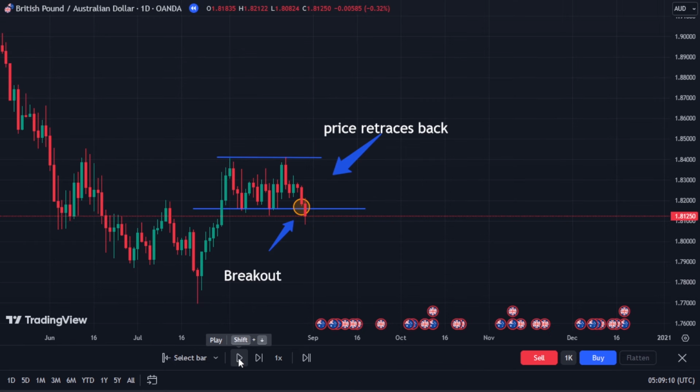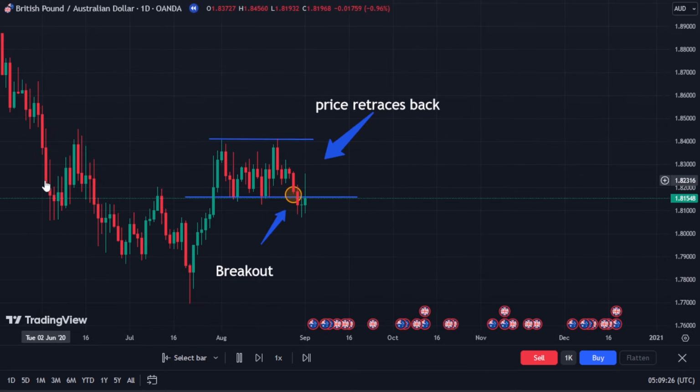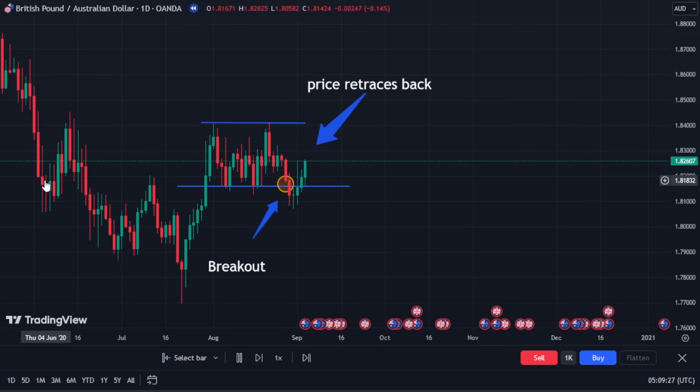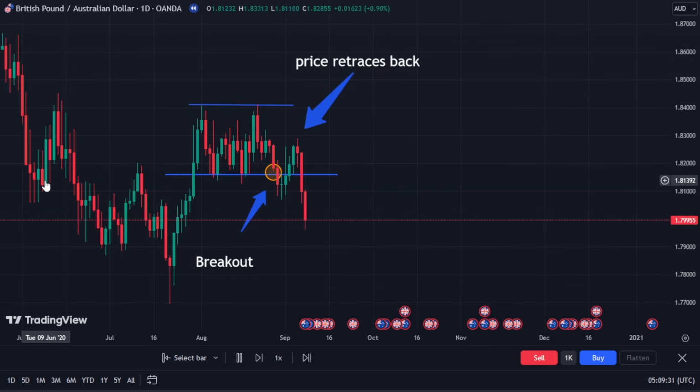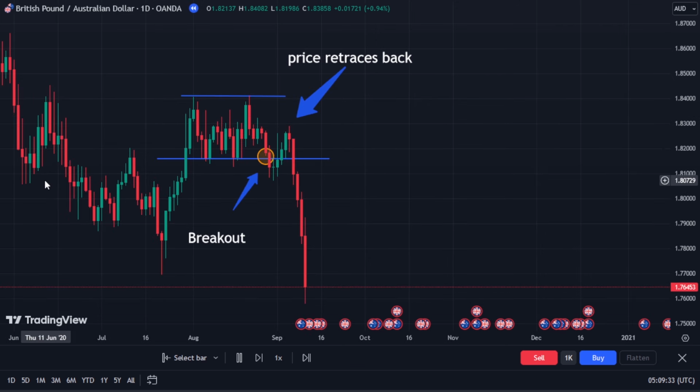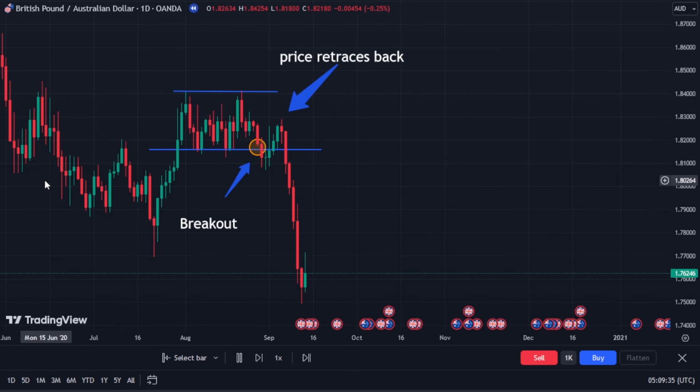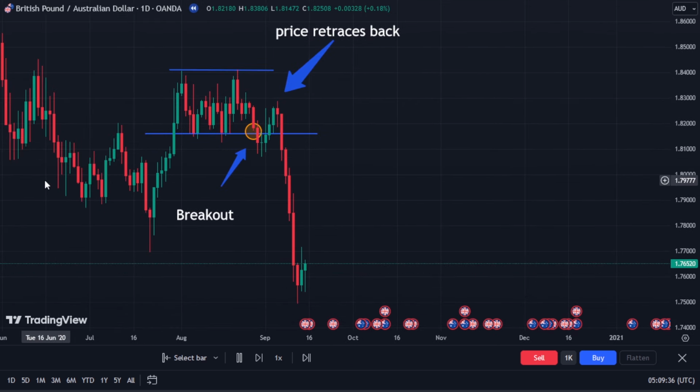A good way to enter on a breakout is to wait until the price retraces back to the original breakout level and then wait to see if it bounces back to create a new high or low, depending on which direction you are trading.